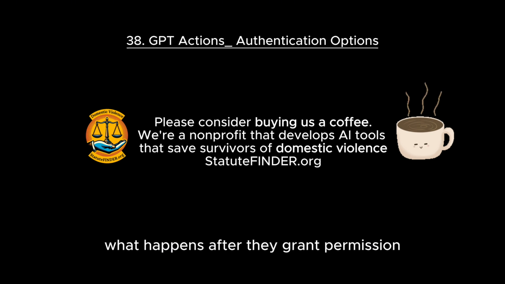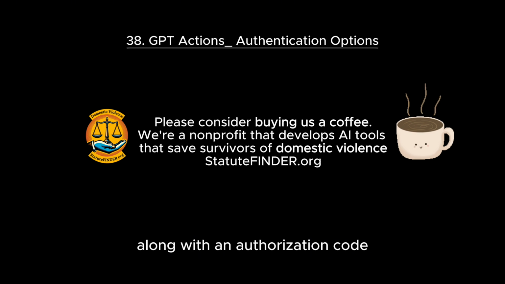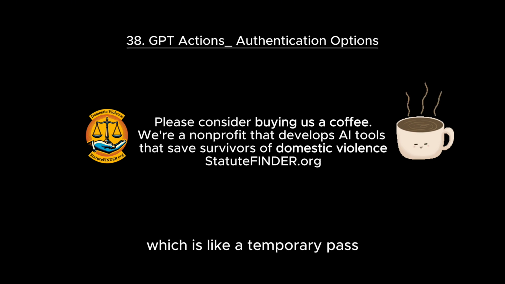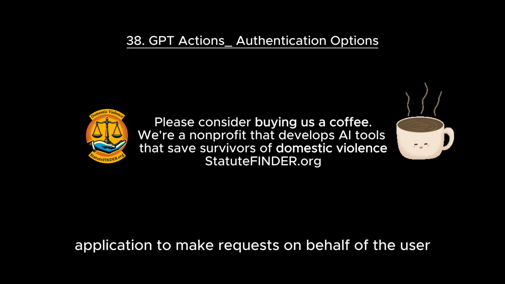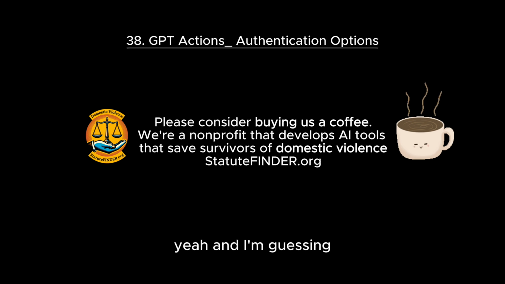What happens after they grant permission? OpenAI will redirect the user back to your application along with an authorization code. You'll then exchange this code for an access token, which is like a temporary pass that allows your application to make requests on behalf of the user. So it's like getting a special token after going through security at the bank. And I'm guessing this access token expires after a certain amount of time.